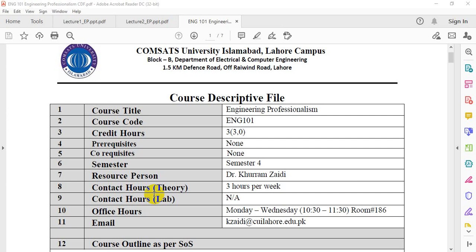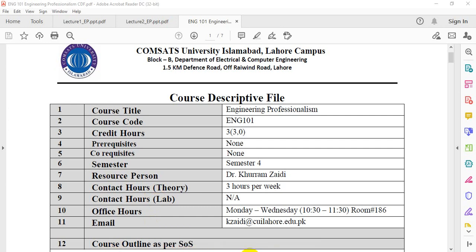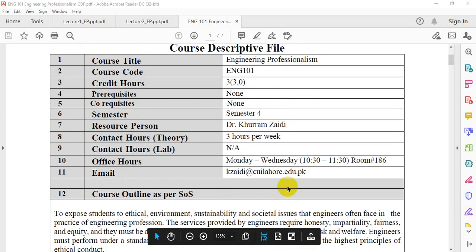There we would be able to meet in person in classrooms, and we would be able to discuss these different aspects of this course further. So let me just start here. My email address is kzaidi at cuilahore.edu.pk.